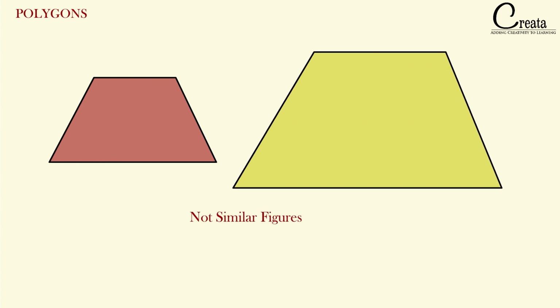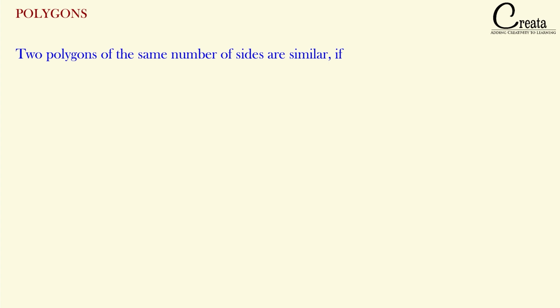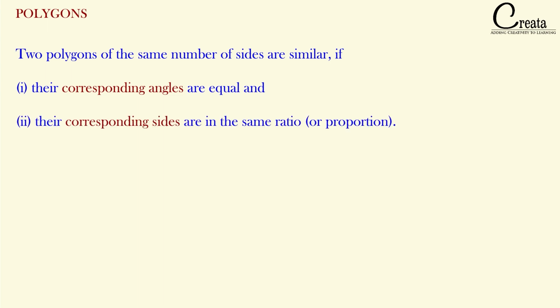These small differences you will not be able to identify visually. Visually you cannot tell whether the two figures are similar or not. So what is the criteria through which you can tell whether two figures are similar or not? In the case of polygons, there are two criteria. The first criteria is that the corresponding angles should be equal. The second criteria is that the corresponding sides are in the same ratio or the same proportion. So we have two criteria.